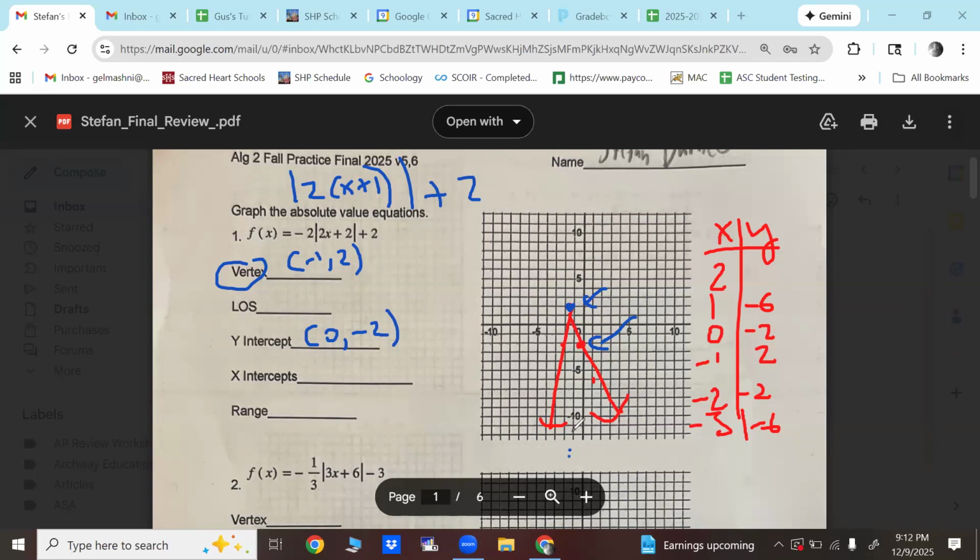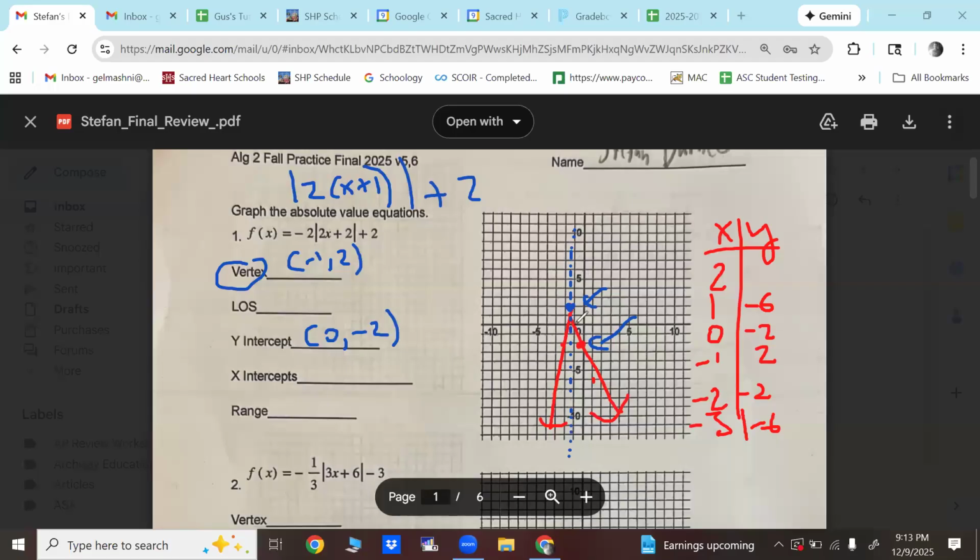Okay. The line of symmetry. So it's the line that cuts it in half. It's going to go through the vertex because that's where it's cut in half. What will be the equation of that line? What will be the equation of that line that goes right through the middle of it? Well, it's a vertical line. So it'll be just 2.